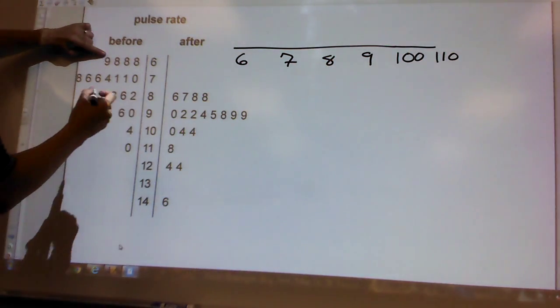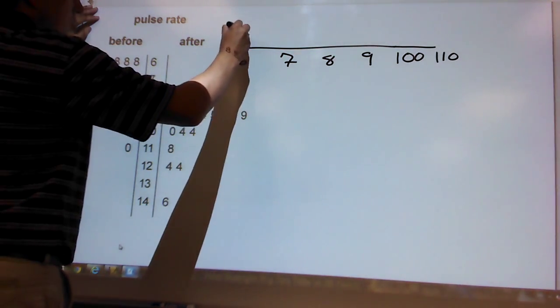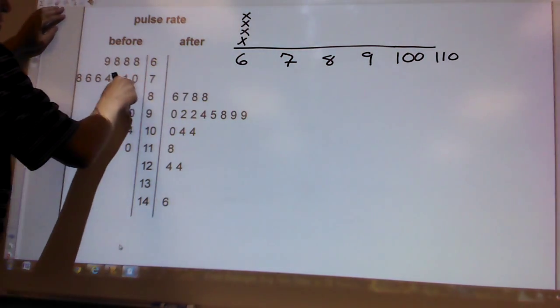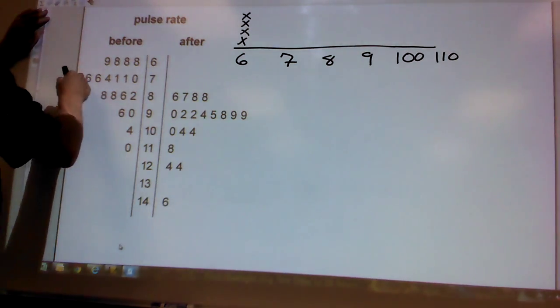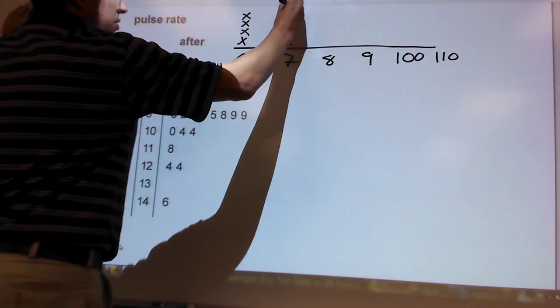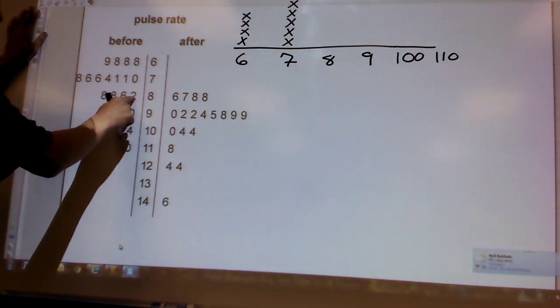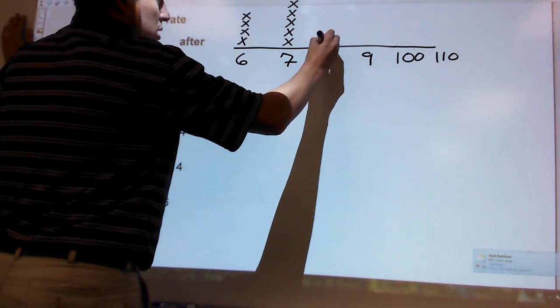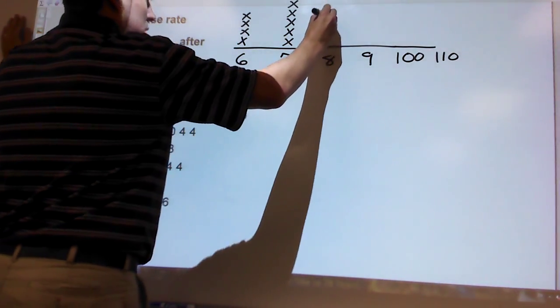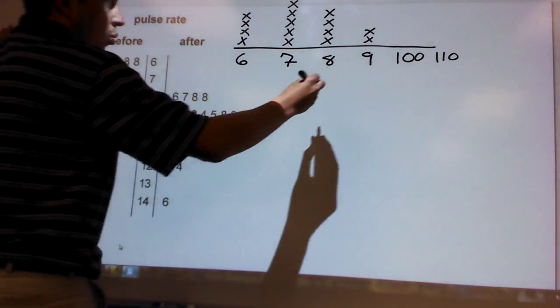And let's just count how many there are. 1, 2, 3, 4. 1, 2, 3, 4. 1, 2, 3, 4, 5, 6, 7. 1, 2, 3, 4, 5, 6, 7. That's probably off the screen. 1, 2, 3, 4. 1, 2, 3, 4. 1, 2. 1.